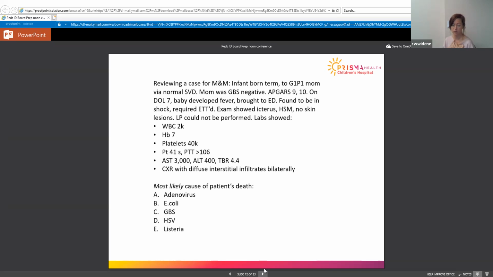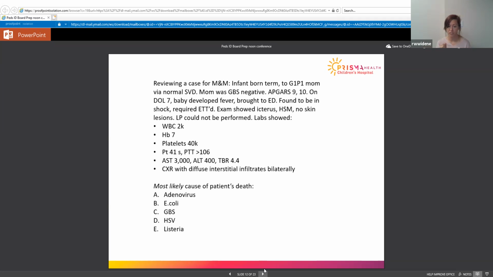Most likely cause of this patient's death is adeno, E. coli, group B strep, herpes, or listeria. I'll give you a hint. This is an ID lecture. No, I'm just kidding. They're all pathogens. The nastiest looking infection. Adeno can definitely make your patient this sick, but the key is most likely. So herpes. Anytime a neonate comes in with DIC, think of HSV, herpes. So adeno can definitely do this, but not as likely as herpes.